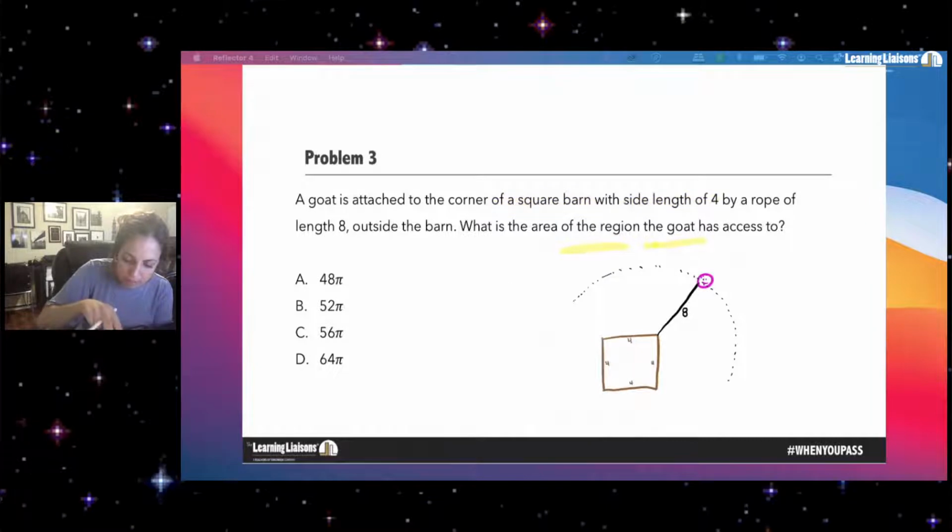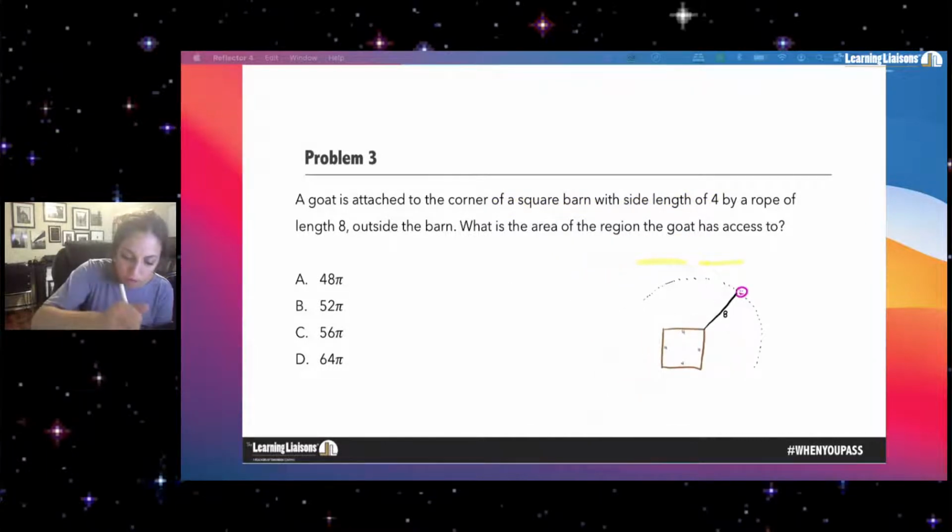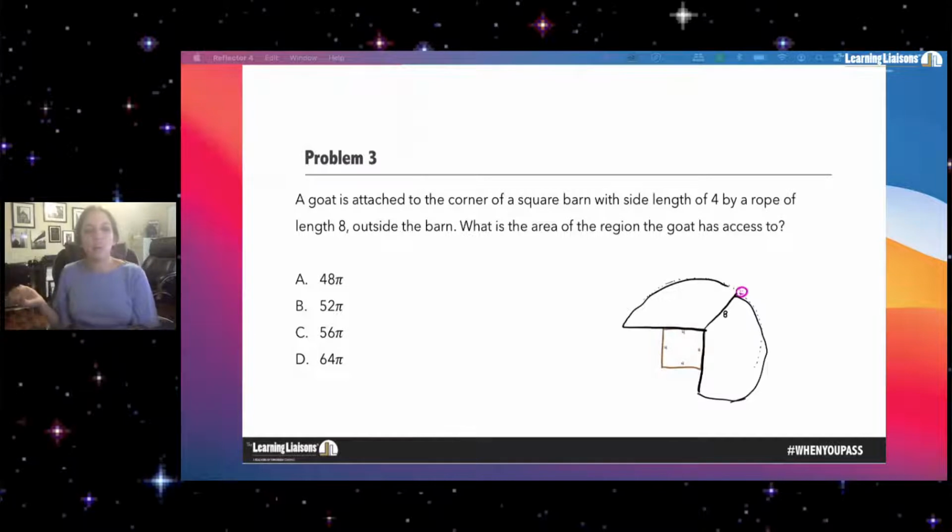So we have to realize that this goat is going to run out of room, right? So as he walks in this circle, what's going to happen when he gets on this side? He's going to have an 8-unit rope here. So our circle is going to go all the way around to here, but then what happens when he gets to the corner of that barn? He can still walk, but it's not going to be that full circumference of that circle, aka circumference is like the perimeter of a circle.